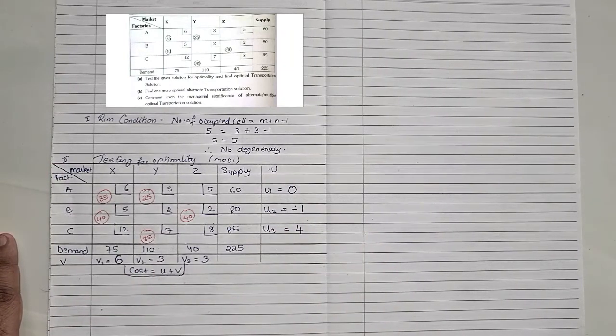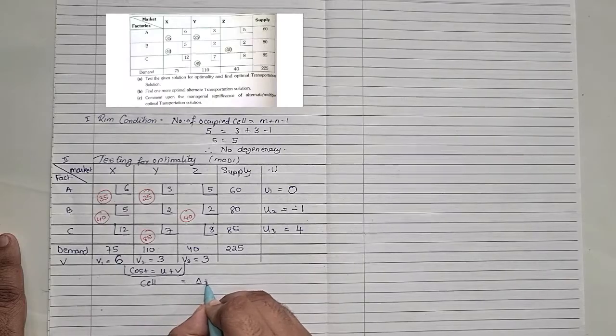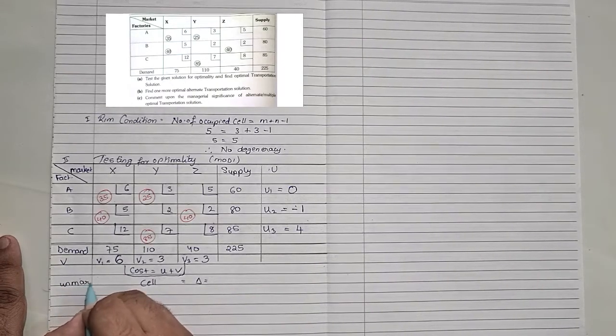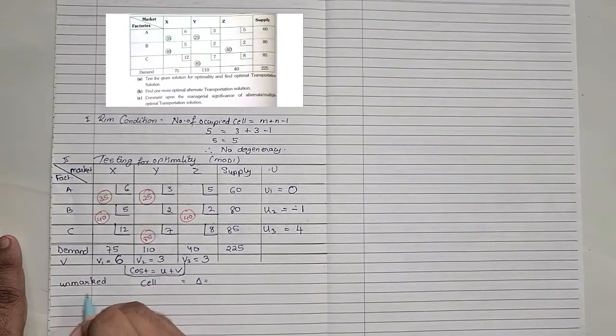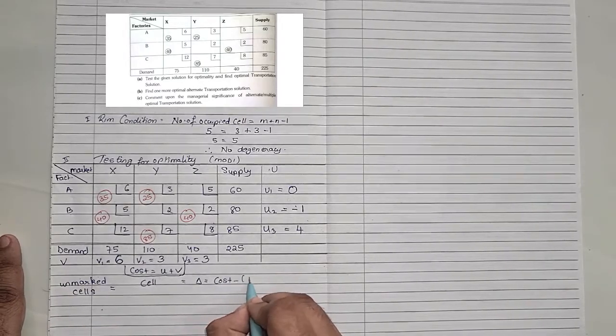Now we will check for the change in unmarked cells. We need to find the change for unmarked cells. So I'm writing here: for unmarked cells, change is equal to cost minus U plus V.